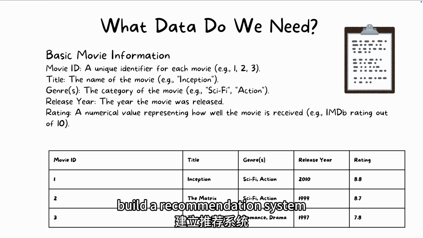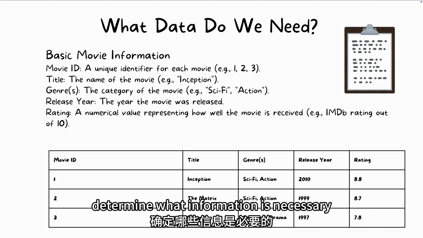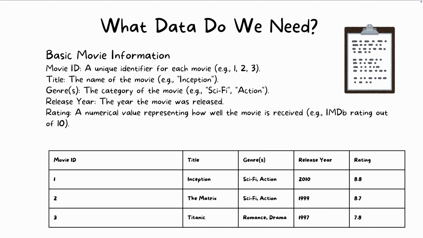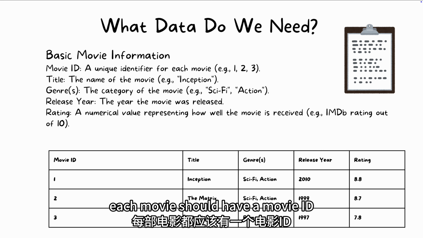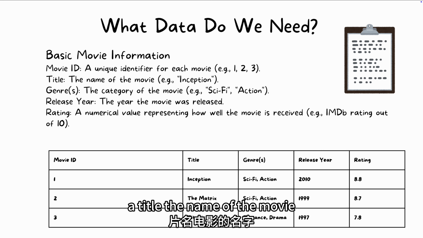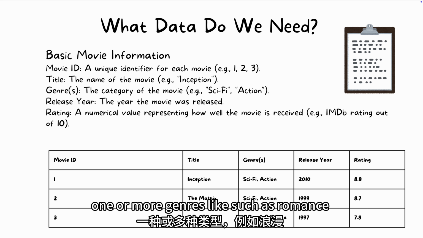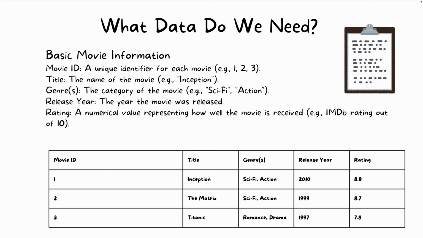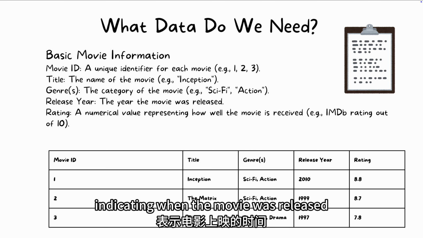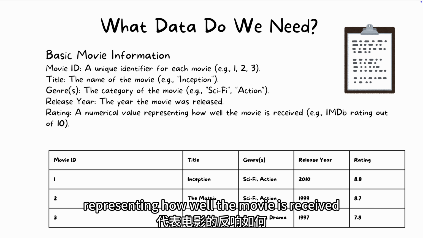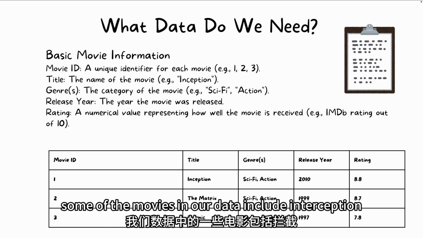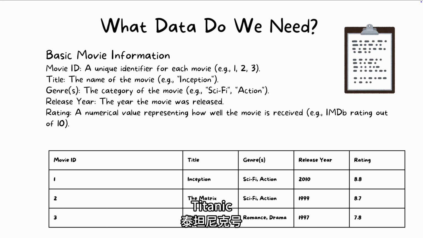To build a recommendation system, we first need to determine what information is necessary. Basic movie information: each movie should have a movie ID, a unique number for each movie; a title, the name of the movie; one or more genres, such as romance; a release year, indicating when the movie was released; and a rating, representing how well the movie is received. For example, some of the movies in our data include Inception, The Matrix, Titanic.